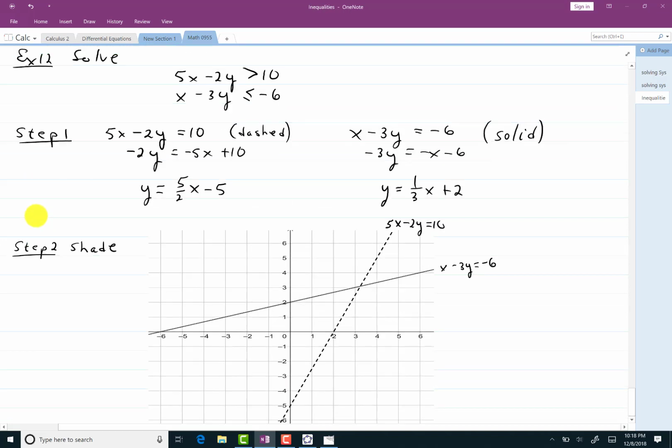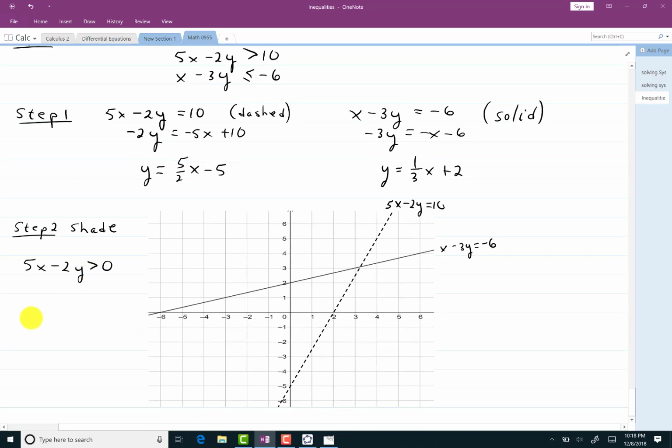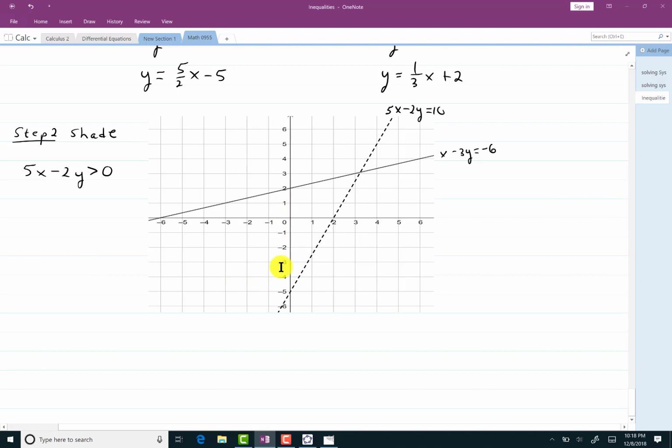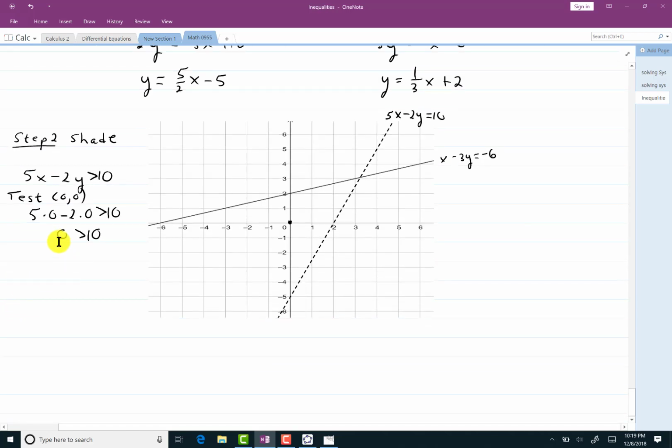And let's go back to my inequalities. I will start with 5x minus 2y is greater than 10. And since 0, 0 is not on that line, this is the dashed line I'm talking about, 0, 0 is going to be my test point. Let's test 0, 0. I'll get 5 times 0 minus 2 times 0 is greater than 10, or 0 is greater than 10. I think that was supposed to be a 10. 0 greater than 10 is false.